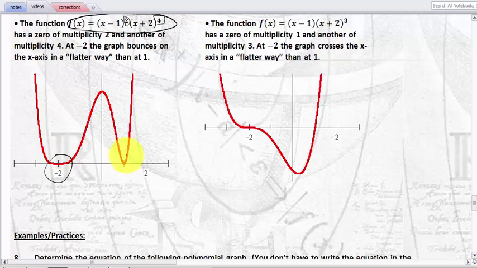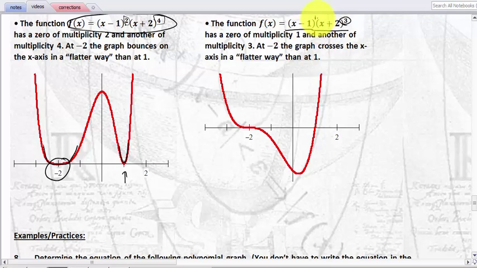You can see how it bounces. But it doesn't bounce in the same way, and this is what we need to understand. At 1, it bounces much faster than at negative 2. At negative 2, it's flatter. We're going to explain this, but before we explain it, let me look also at the other function next to it. This one is (x minus 1), that's power 1, times (x plus 2) cubed.